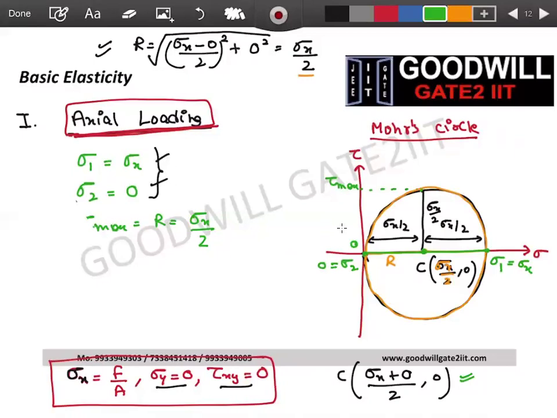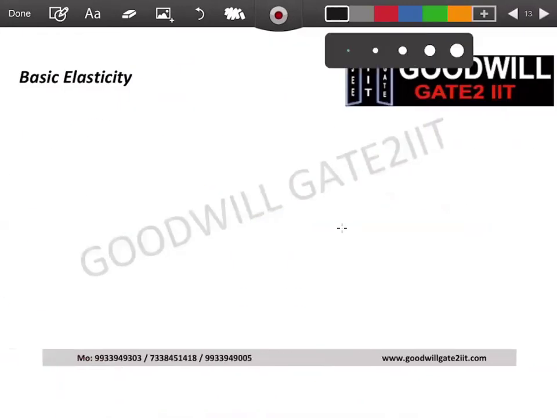Achala, if it is not clear, please tell me again. So is this point clear, or was your question something else? This is clear, right? Okay, good. It will become clearer because we need to solve more numericals. Let's go to the second case.